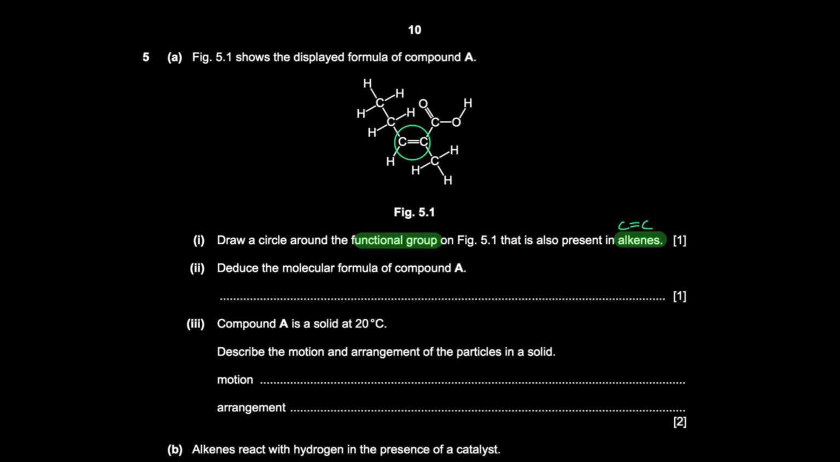Deduce the molecular formula. In the molecular formula, all atoms of the same type of the same element have to be written together. We have 1, 2, 3, 4, 5, 6 carbons, so C6. We have 1, 2, 3, 4, 5, 6, 7, 8, 9, 10 hydrogens, so H10. And then we have 1, 2 oxygens, so O2.